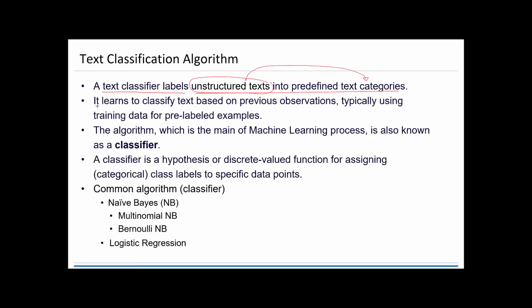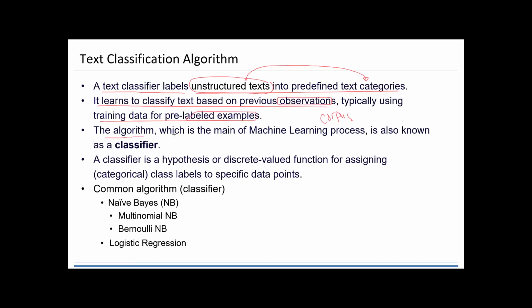And it learns to classify the text based on previous observations. So we call these observations, or examples, or the corpus. Sometimes we call it corpus. And it typically uses training data of pre-labeled examples. So we already have the label to indicate the categories.